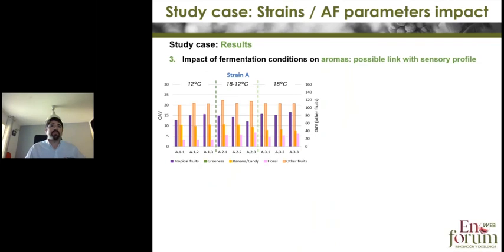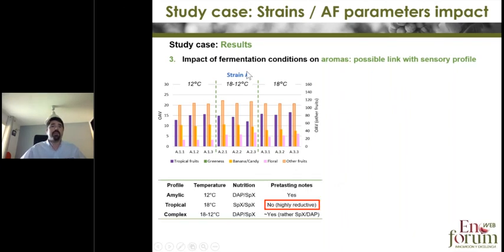So if I summarize the possible impact on the sensory profile, I grouped together the compounds with tropical fruit notes, greenness, banana candy, floral, other fruits, and that's the possibility. So for strain A, if you want an amylic profile, it will be better to ferment at 12 degrees C, first with DAP, then Springferm Extreme. And from the pre-tasting notes, it was really affordable. So it was really confirmed.